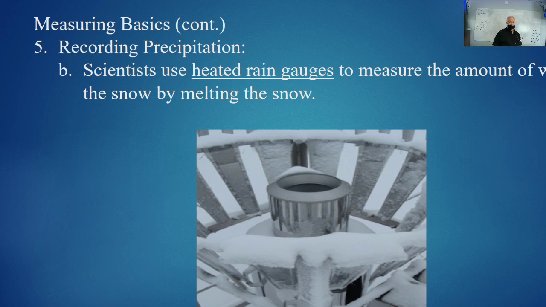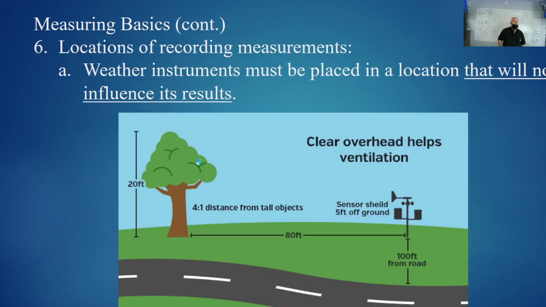Okay, everybody with me? Now, when you are measuring things, you need to take your instruments and make sure that you put them in locations where they can be read, where they're not going to get interference from obstacles around them. Okay? So in this picture, 4 to 1 is the distance from tall objects. 80 feet, basically, is where you're putting your rain gauges, and that's of a tree in this picture of 20 feet high.